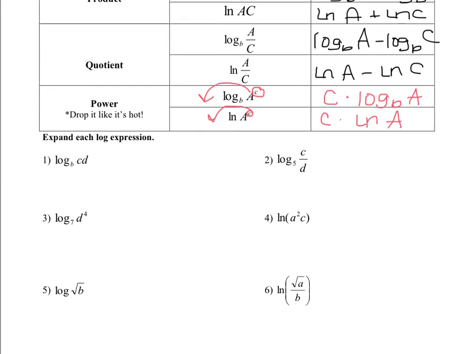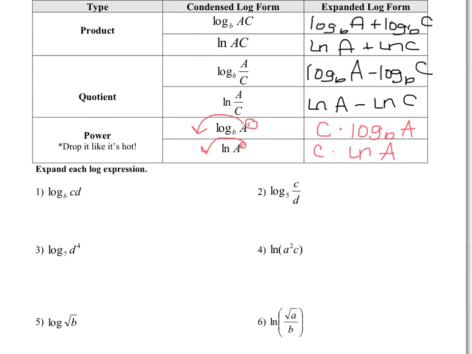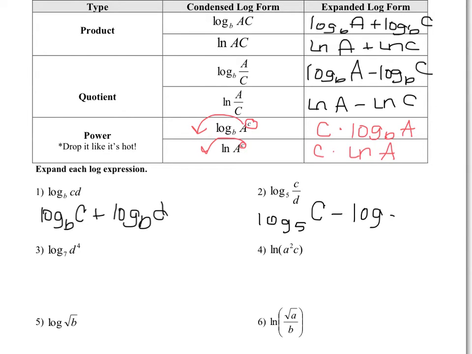So example number 1 says log base b of cd. Well, c and d are connected by multiplication, so I would go to the product rule, and I'd realize that I'd have to add. So this would be log base b of c plus log base b of d. And that is the expanded log form, and that's all you need to do. Okay, example number 2. I've got log base 5 of c over d. Now, c over d is a quotient, so we're going to subtract. So this would be log base 5 of c minus log base 5 of d.